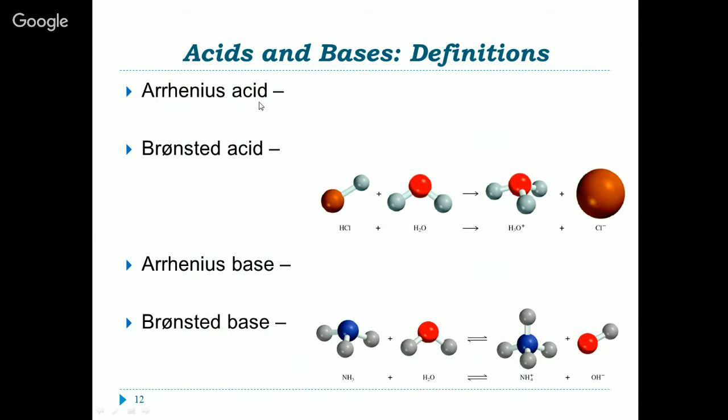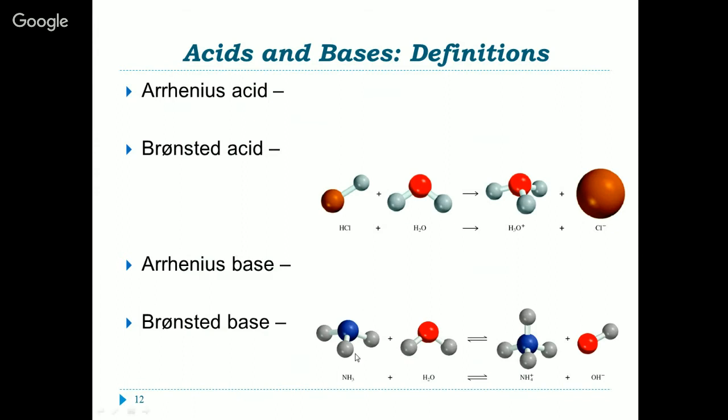So Arrhenius acids increase the concentration of H+, and an Arrhenius base will increase the concentration of your hydroxide ion. So the OH- becomes greater when a base has been introduced to water. A Bronsted base is just the opposite of a Bronsted acid. Since the acid is donating the proton, the base accepts the proton. So a Bronsted base is a proton acceptor.